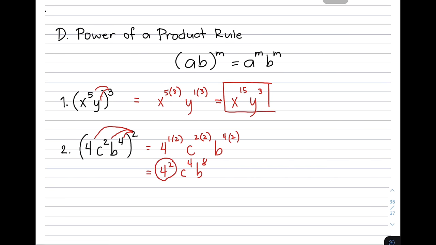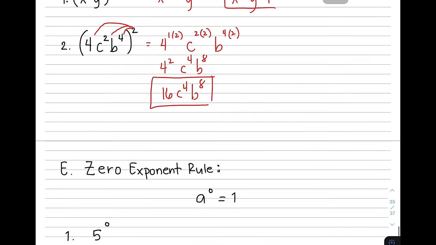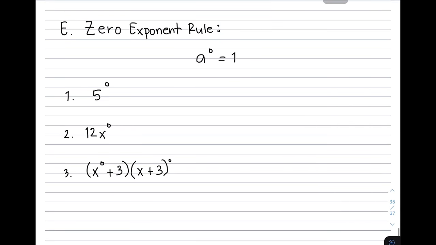We're not yet done kasi itong 4 squared natin can be simplified as 16, c raised to 4, b raised to 8. Meaning, the correct answer for item number 2 is simply 16, c raised to the 4th power, and b raised to 8. So let's have the 5th one, which is yung tinatawag nating zero exponent rule. So ang rule lang naman dito, any number, any variable, an expression except 0 that is raised by 0 is equivalent to 1.